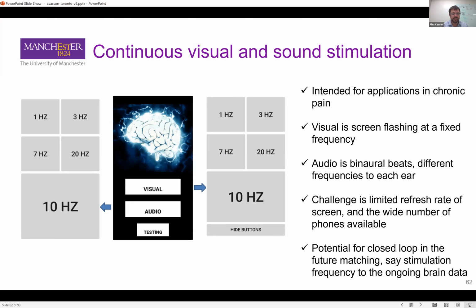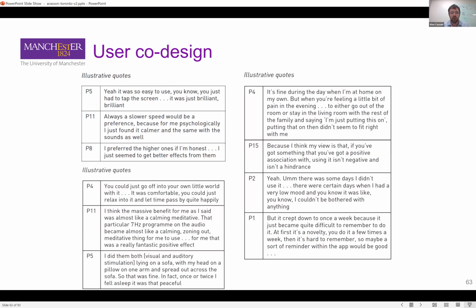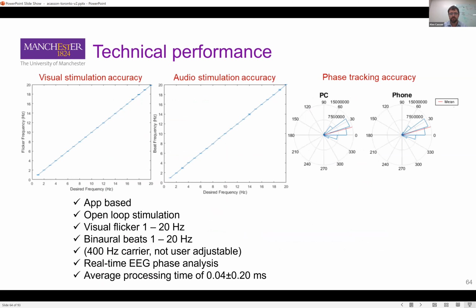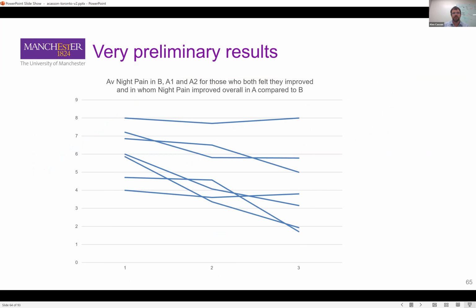So in the visual case, it is just flashing the screen at the stimulation frequency that we would like to provide. In the audio case, it's one of providing binaural beats. So typically we do 400 hertz to one ear and maybe 410 hertz to the other ear, and you can get a modulation frequency of about 10 hertz. That's all gone through the co-design process, just helping users guide what they would like interventions to look like. And from a technical point of view, it works. We've got some results in there.